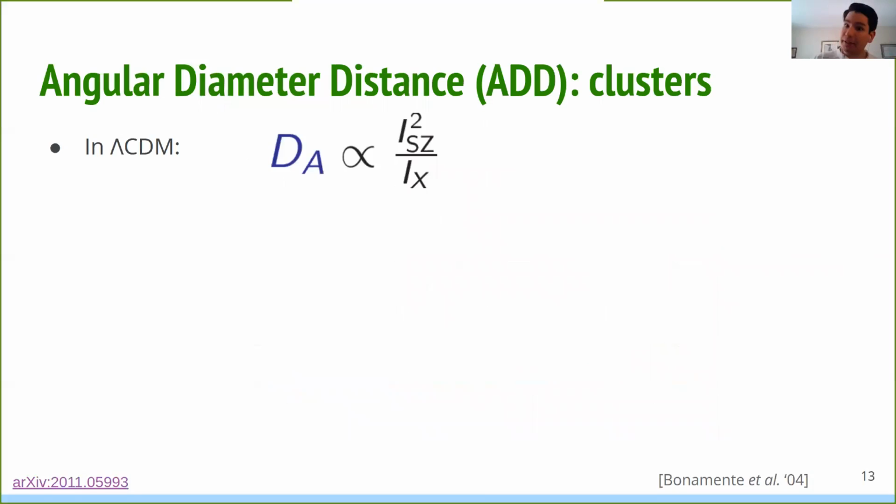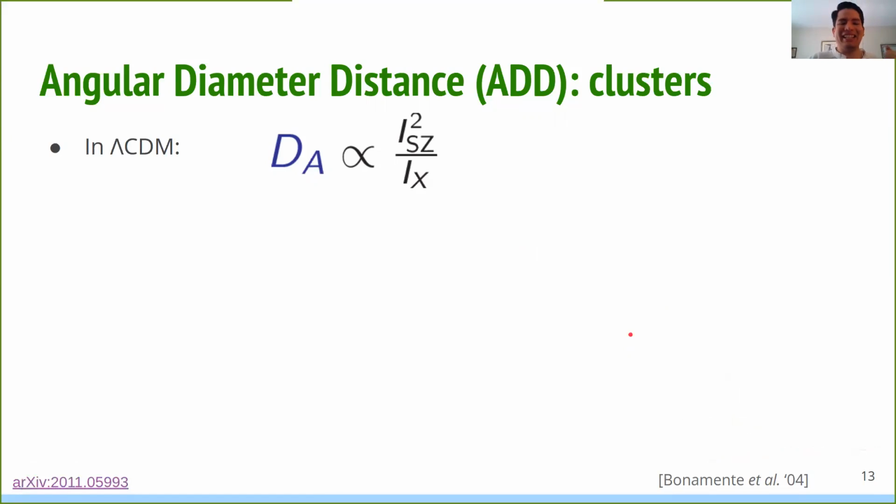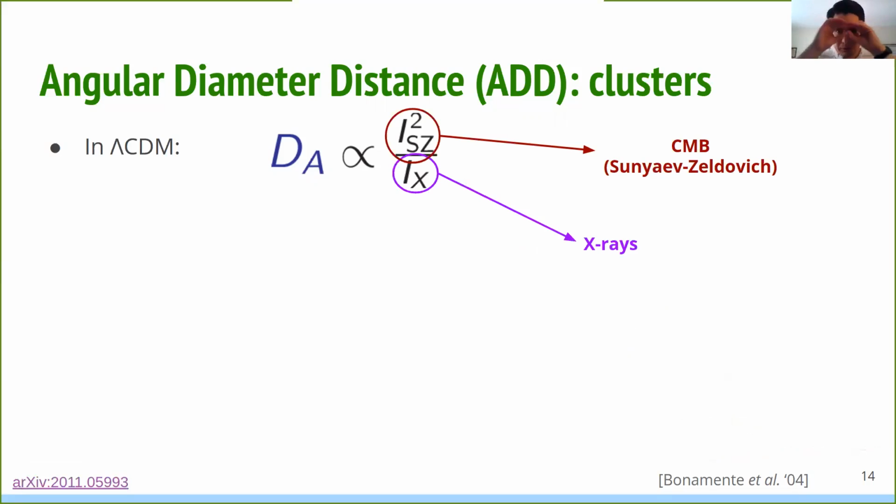Now, another distance you could use is called angular diameter distance as opposed to luminosity distance. And this is basically measuring how far away an object is if you know its physical size and the arc it subtends in the sky. Some very clever people figured out a way to do this for clusters of galaxies. I don't have time to give you all the details, but it basically consists of looking at the cluster with X-ray eyes and looking at the cluster with microwave eyes.